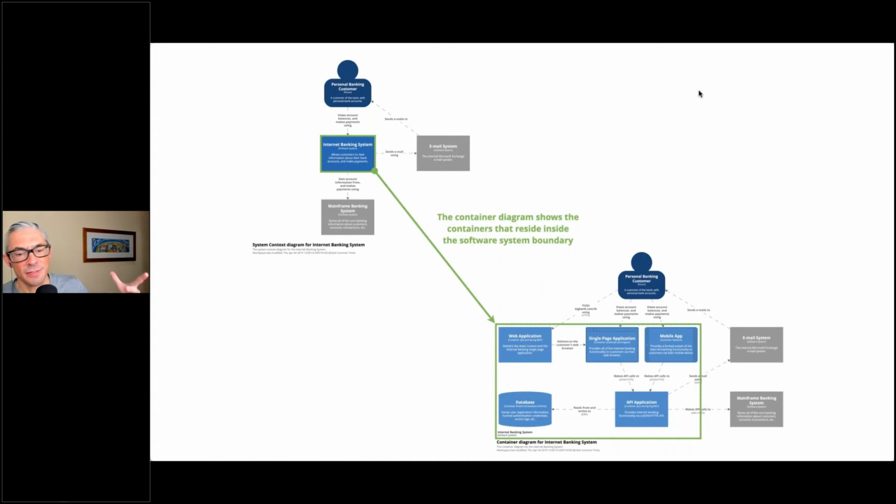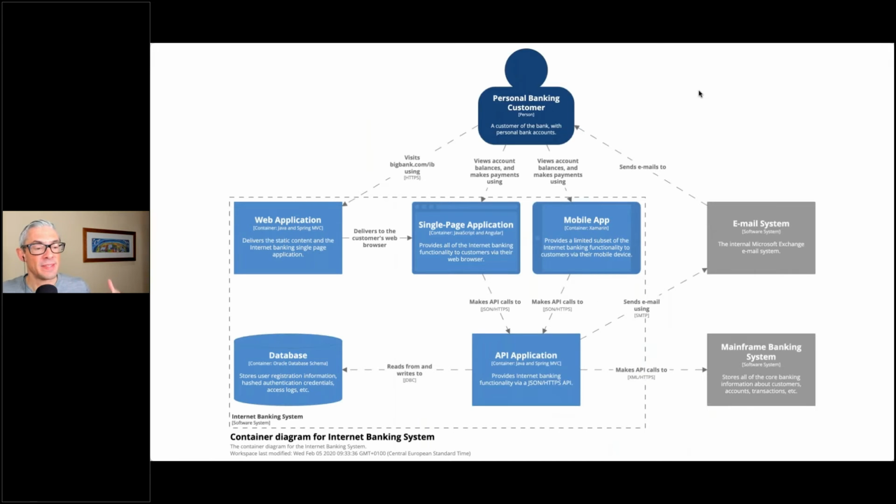Now we can do the pinch to zoom movement, and essentially what we do is we pinch to zoom on that internet banking system box, and we look inside it, and we start to identify the containers that sit inside that system boundary. And this is an example container diagram. One of the things you'll notice is that you end up repeating elements across the different levels of the diagrams. The context diagram showed you the personal banking customer, the email system, and the mainframe banking system. The container diagram shows you those same elements because they're part of the same story. And what we've done here is we've opened up the software system box representing the internet banking system, and now we're showing the containers inside it.